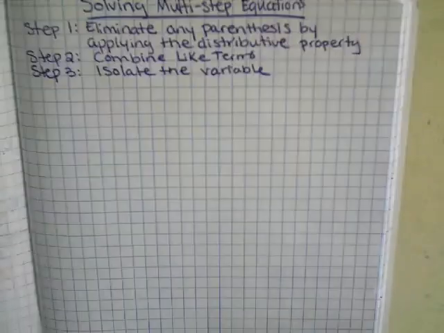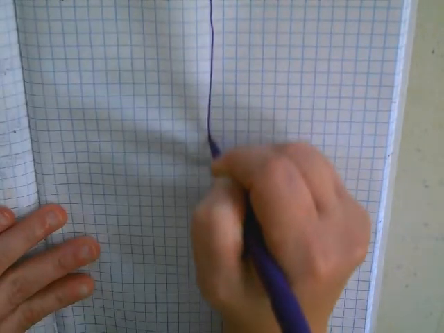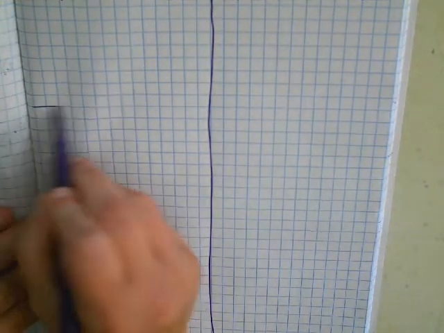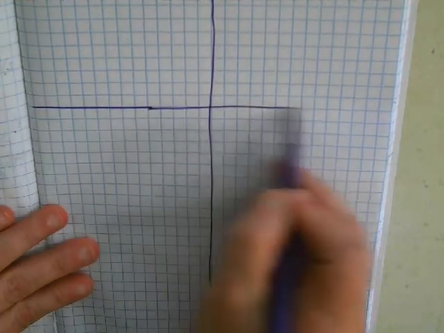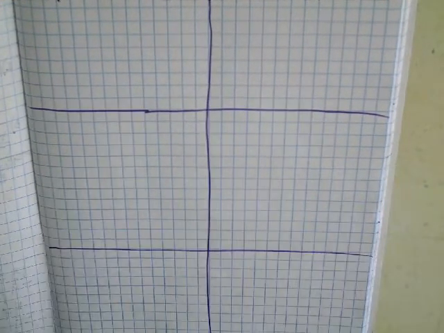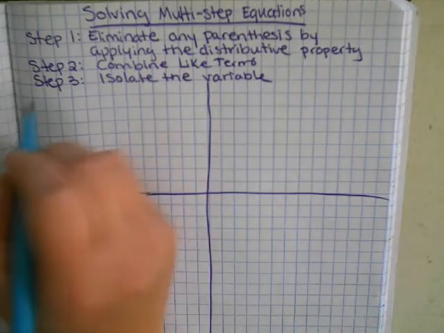Now the bottom part of our paper we are going to divide into 6 boxes. Like so. Have 6 boxes. Remember, you can pause this at any time to be able to catch up. Now, let's look at our first example.